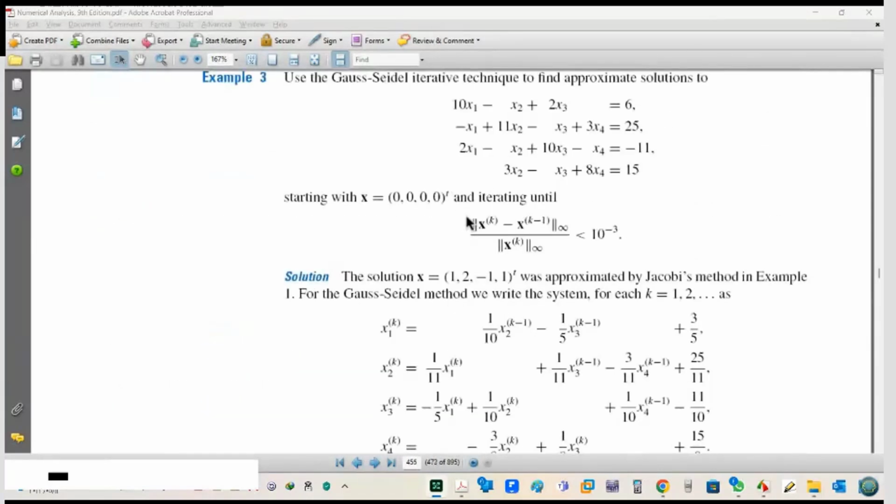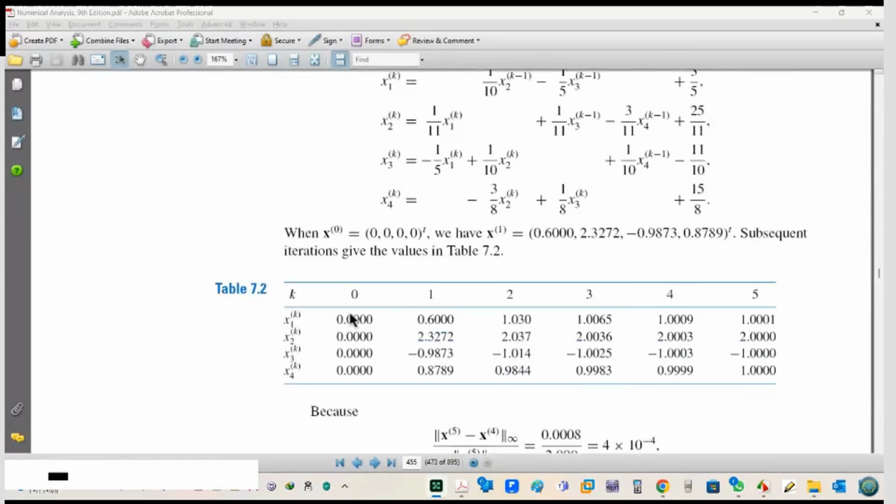Now, for Gauss-Seidel, the same example, I see the results: 0, 0, 0, 0, then 0.6, 2, 0.9873, and this is the second, third, fourth, fifth iteration. So after the fifth iteration, we get the result. So we can say Gauss-Seidel is faster than Jacobi, sure, because when you find a value, you use it directly. And the absolute error is also smaller than Jacobi. So which one do you prefer, for me and for you? Sure, Gauss-Seidel. Is it clear? I prefer to use Gauss-Seidel.